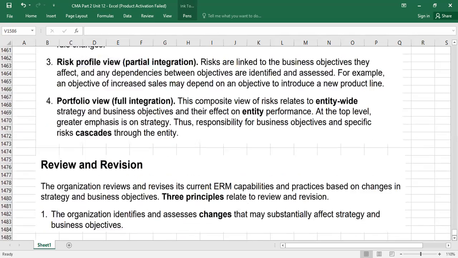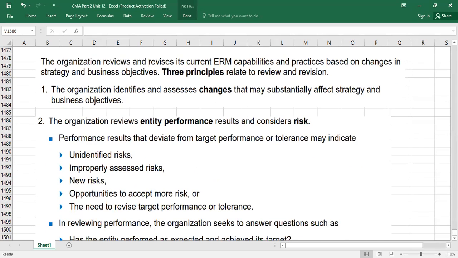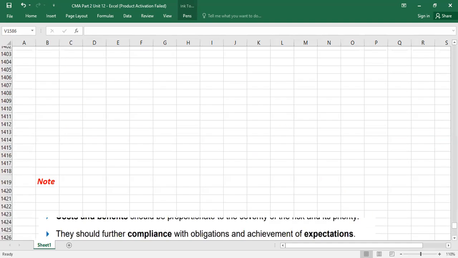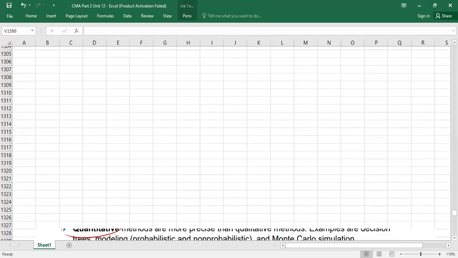And then guys, here the fifth component is called what? Review and revision. Review and revision. I believe it's the fourth component, if you go back.